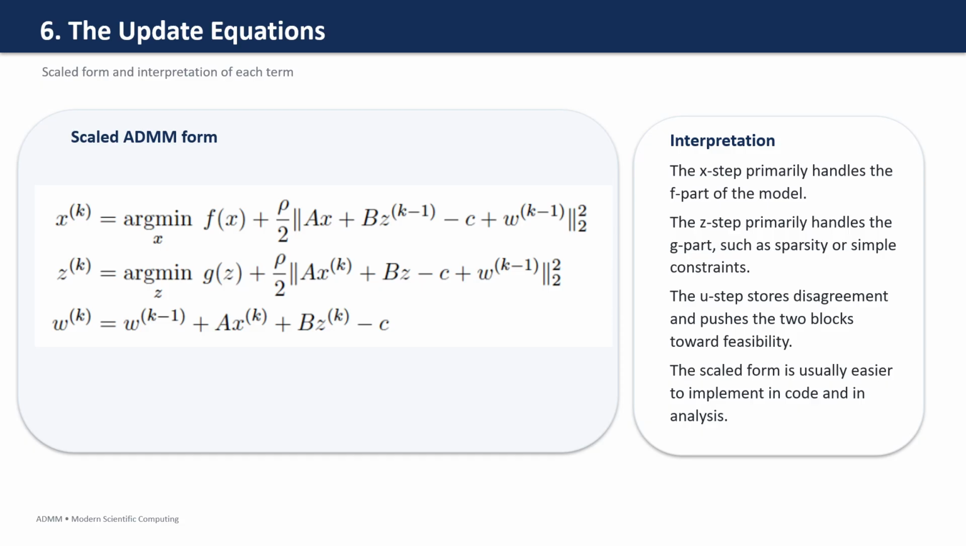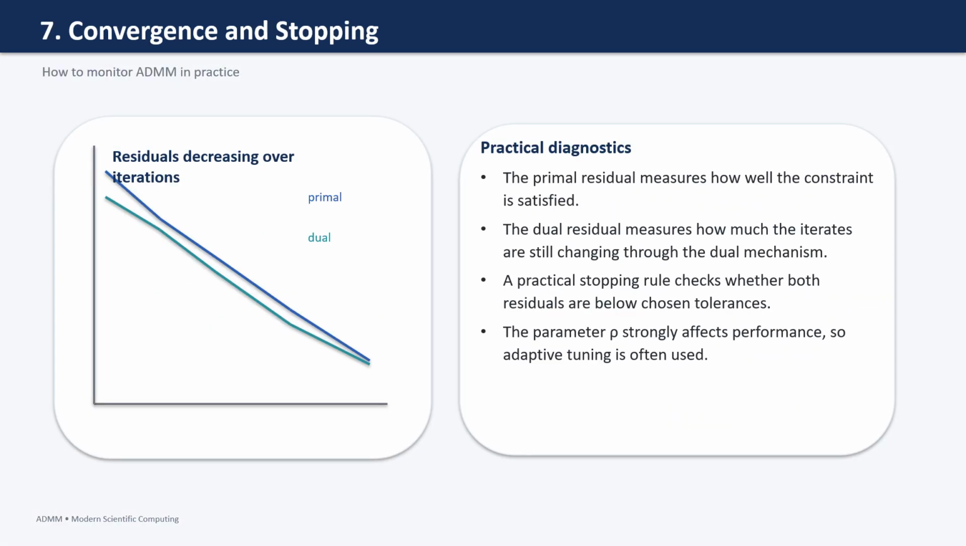So how do we come to a stop for ADMM? When do we converge? In many practical implementations, ADMM is monitored using two residuals, the primal residual and the dual residual. The primal residual measures how well the constraint is being satisfied. For the standard ADMM form, the primal residual would be r^k = Ax^k + Bz^k - c. If r^k is close to 0, the constraint is nearly satisfied. So the primal residual tells us whether the split variables are consistent with the constraint at the end of the iteration.